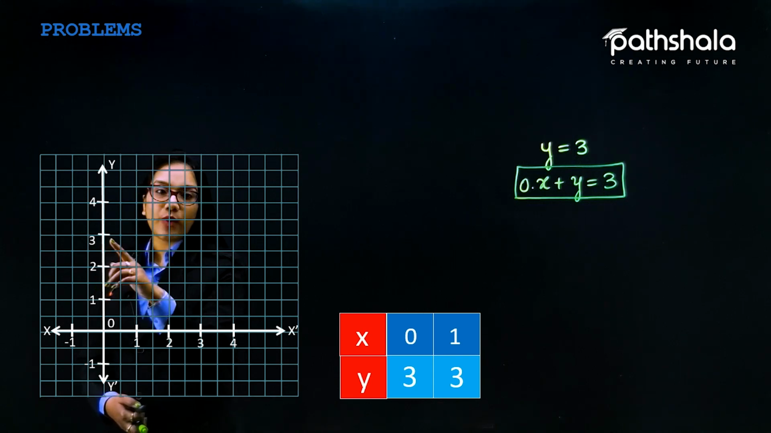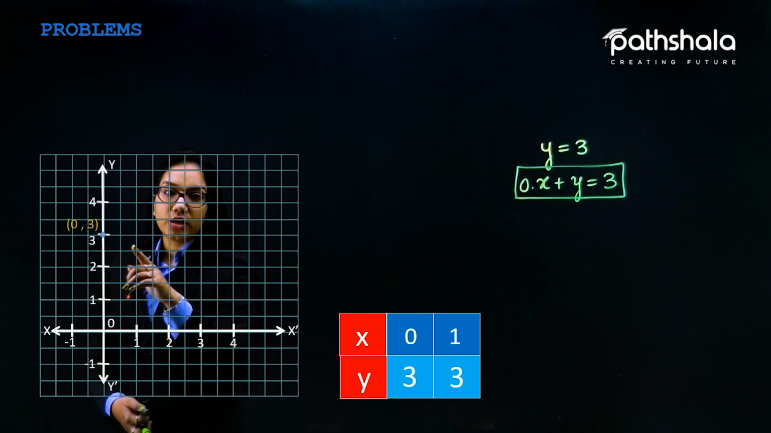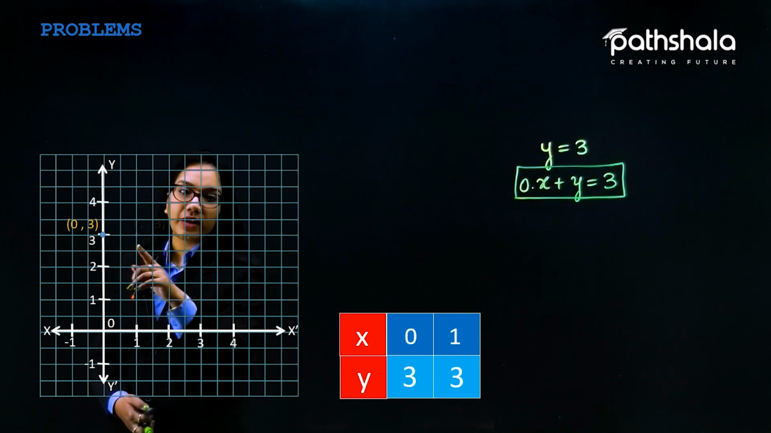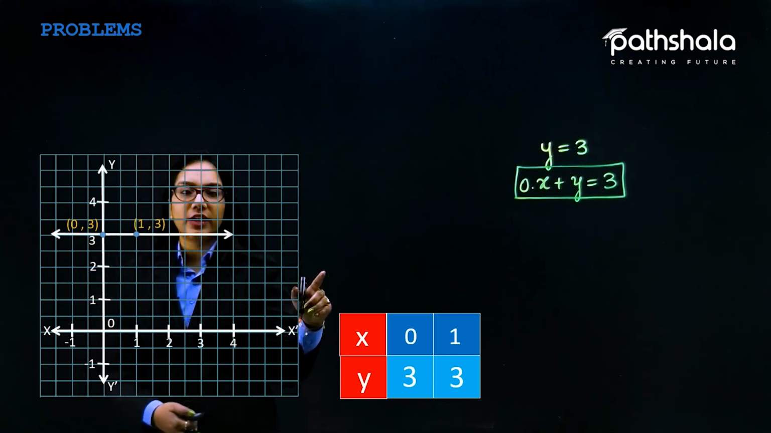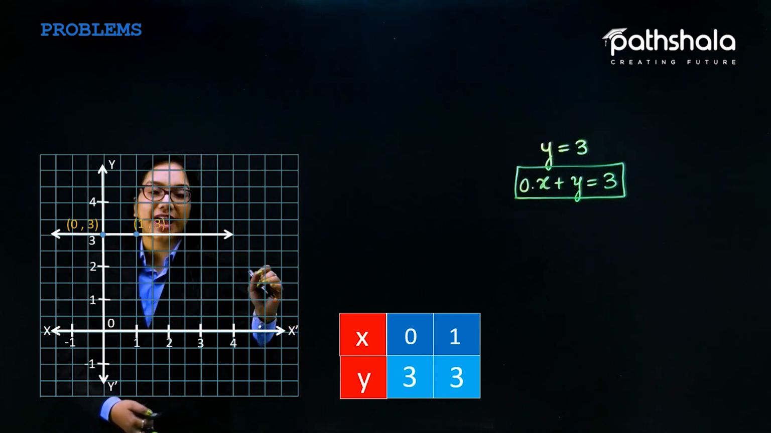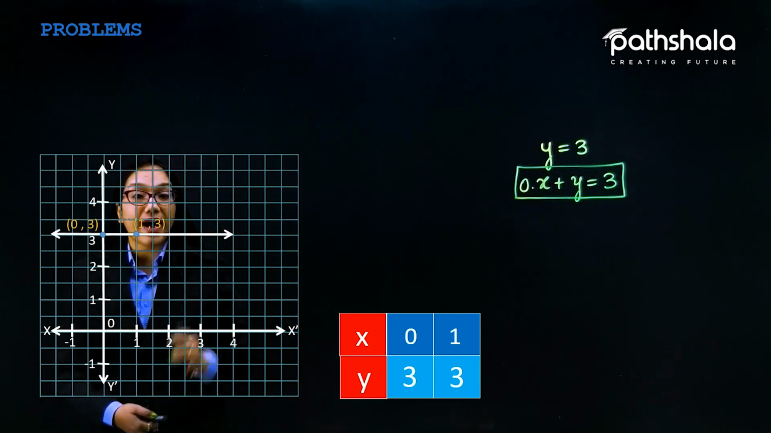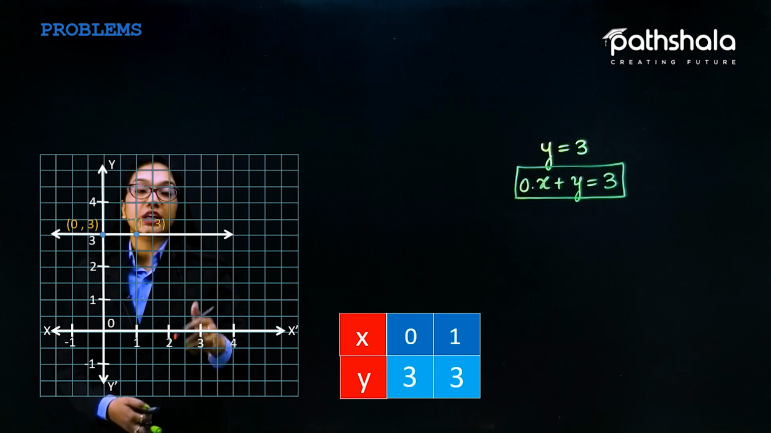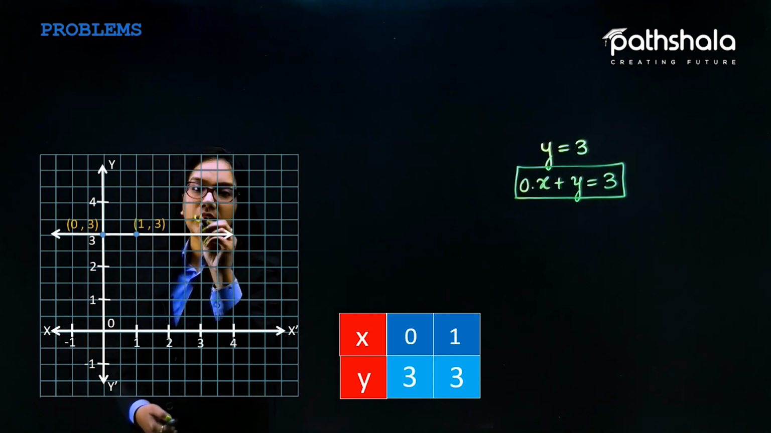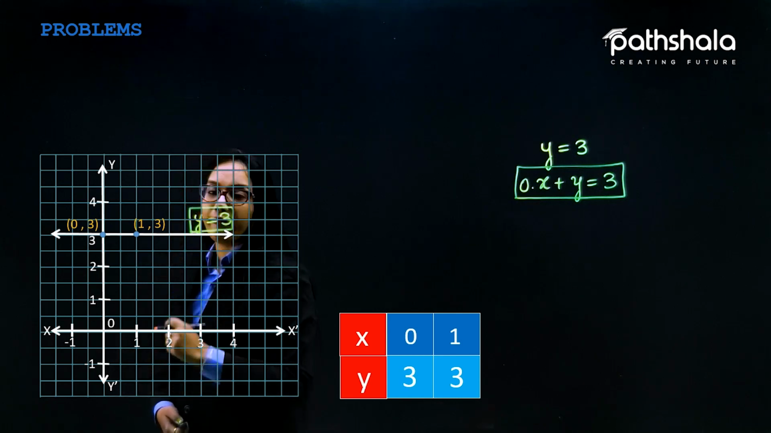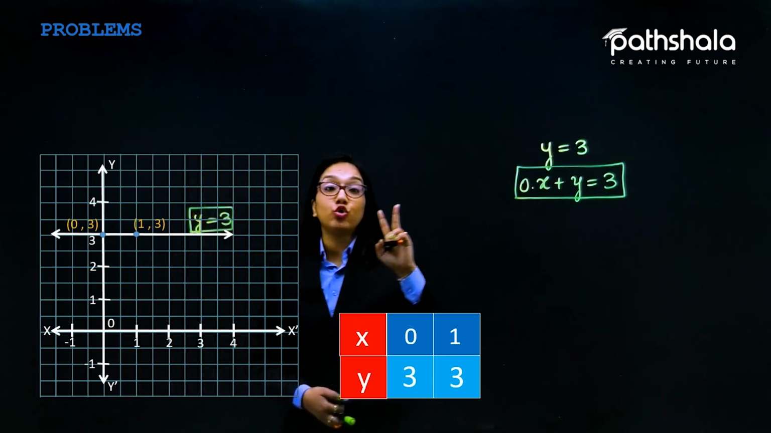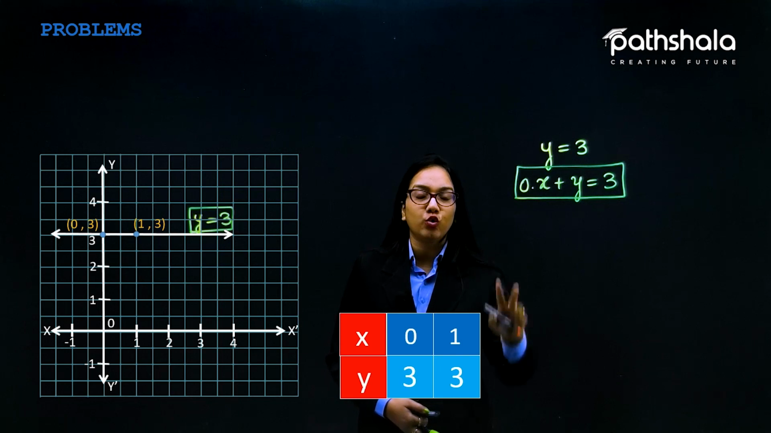Again, x is 1, y is 3 is this point. So (0, 3) is this point, and (1, 3) is this point. Joining these two points, we get a straight line of this form, which is representing y = 3. So this is the geometric representation of y = 3 in two variables.